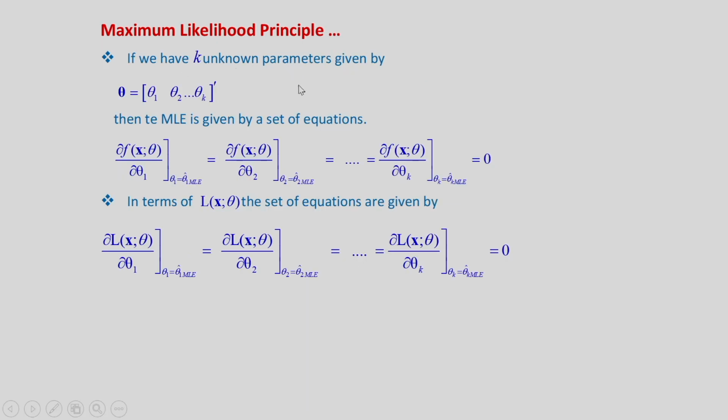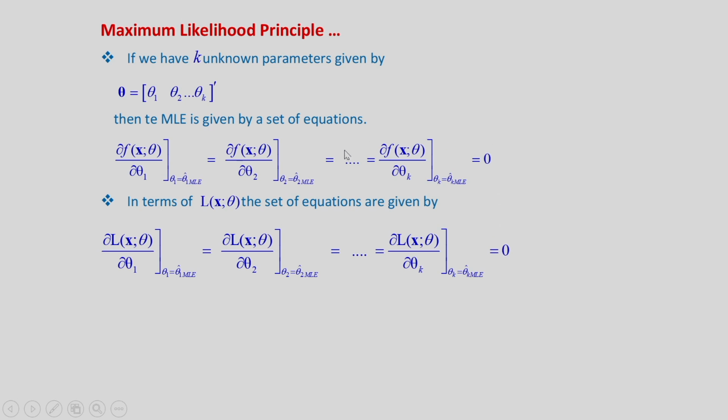If we have k unknown parameters given by theta vector, that is equal to theta 1, theta 2 up to theta k transpose, this is the parameter vector now, then the MLE is given by a set of equations, that is del f del theta 1 at theta 1 hat MLE is equal to 0. Similarly, del f del theta 2 at theta 2 hat MLE is equal to 0, like that del f del theta k at theta k hat MLE is equal to 0. So, these are the conditions for theta hat MLE. Now, in terms of the log likelihood function also we get a set of equations. So, instead of f, now we can use L: del L del theta 1 at theta 1 hat MLE is equal to 0, del L del theta 2 at theta 2 hat MLE is equal to 0, like that up to del L del theta k at theta k hat MLE is equal to 0.